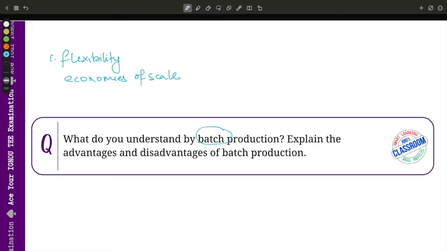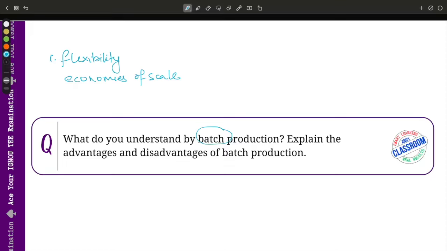How does quality control improve with batch production? Because each batch can be monitored closely and this will reduce the defects. Additionally, resources like machines, equipment, or raw materials can be better utilized since multiple items are being processed together. So these are the advantages of batch production, but it is not devoid of disadvantages.